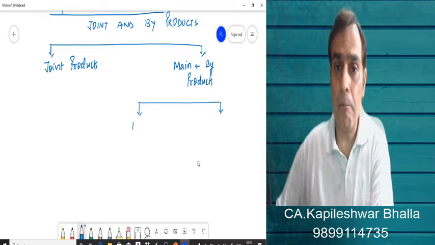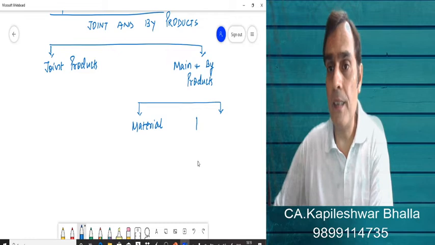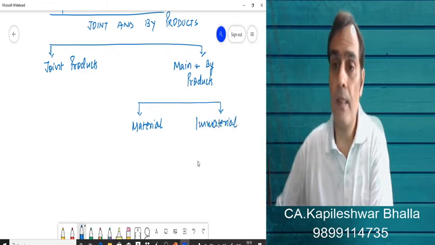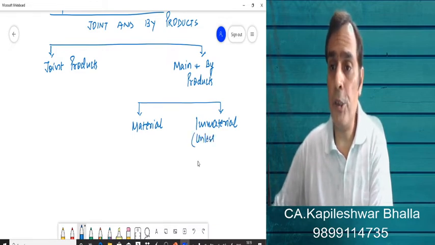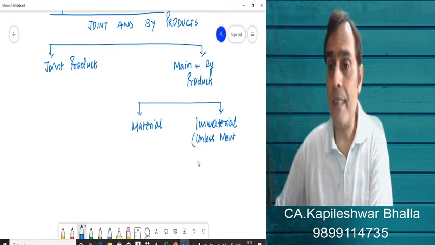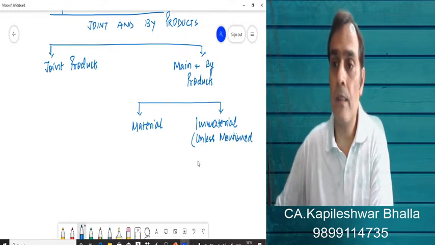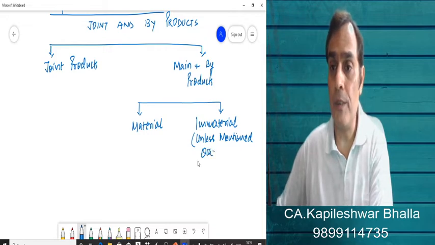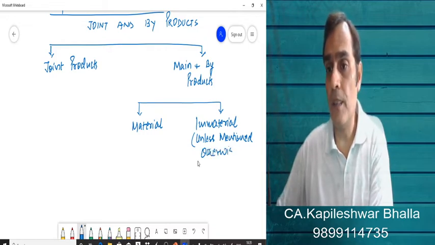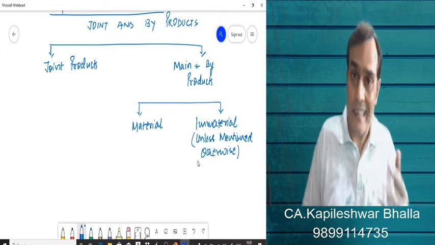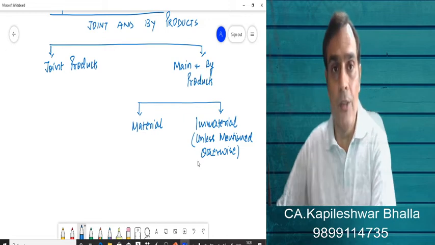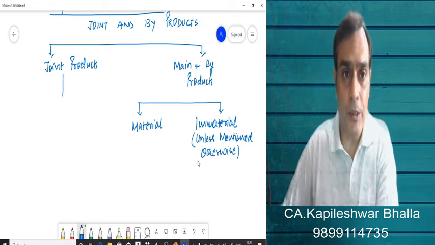Now, if it is a case of main and byproducts, then there are two situations. Either we say that the byproduct is material in nature, or we say that the byproduct is supposed to be immaterial in nature. And in the brackets, let me make a mention, unless mentioned otherwise. So if the question is silent on the agenda, then you can safely give your assumption to the examiner that we are assuming that the byproducts are immaterial in nature, unless anything to the contrary is stated in the question.